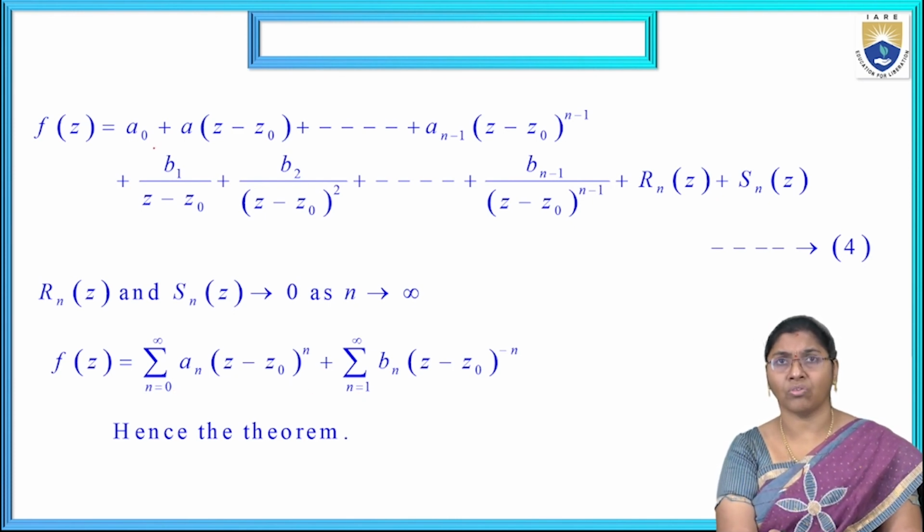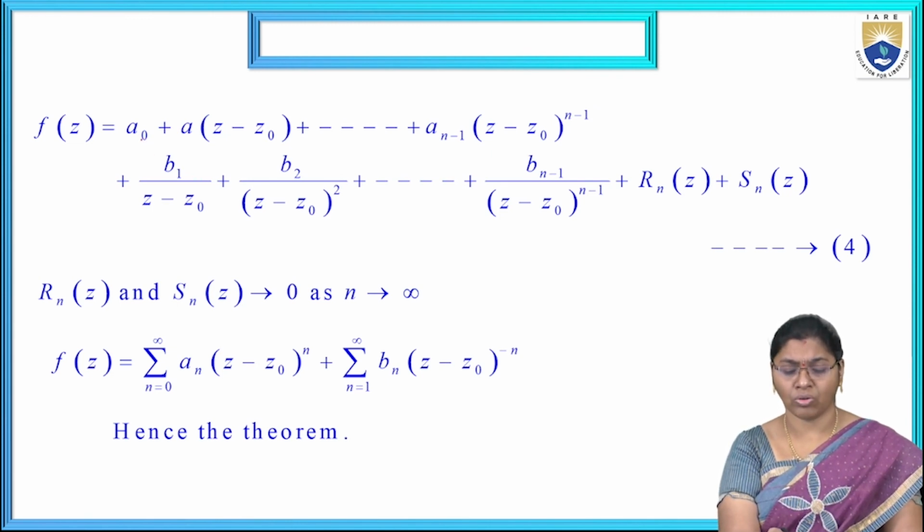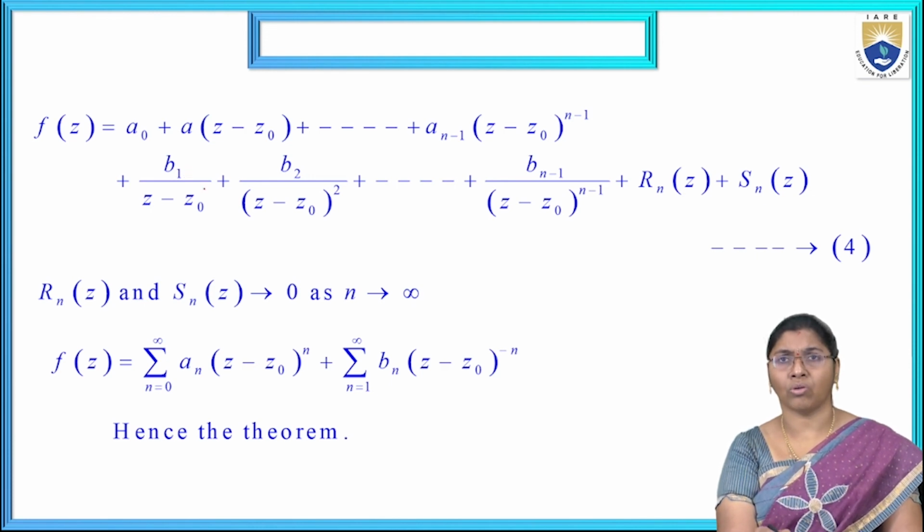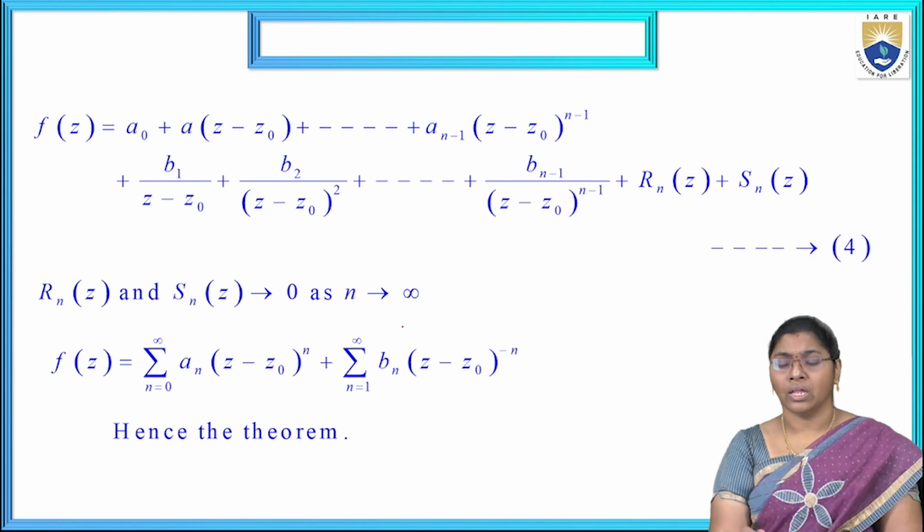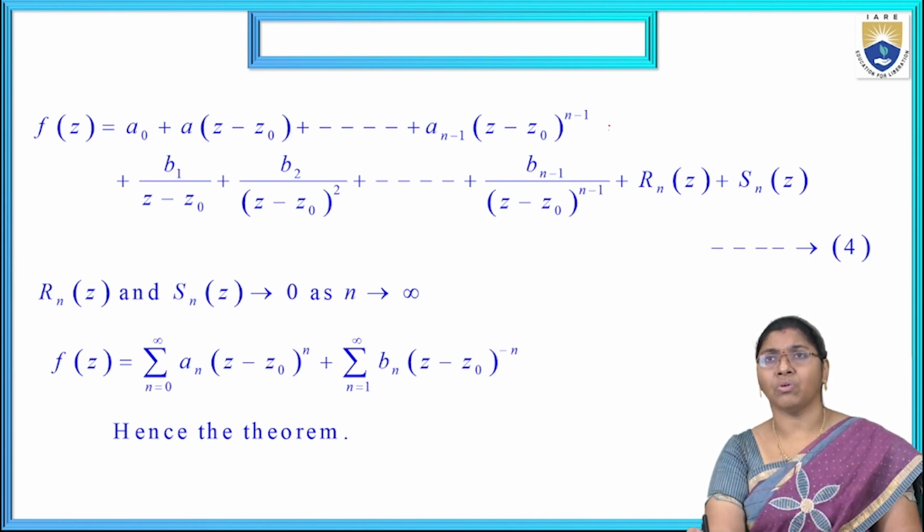Now the condition is like that. a naught starts from 0 onwards. b1 starts from 1 onwards. That's why n equals 0 to infinity for the first sum. Here b n starts with n equal to 1 onwards. That's why n equals 1 to infinity. Now this is f(z) from equations 1, 2, 3. The final solution is 4.